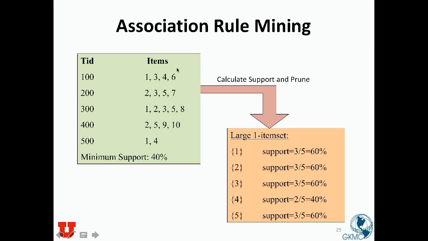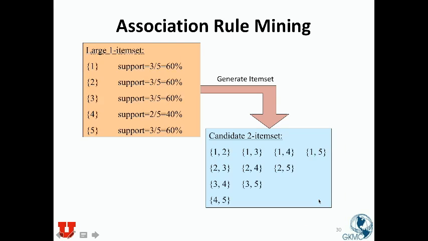So to input, we start out with these 5 transactions and going through 10 possible one-item sets. Each one has item 1 or 2 or 3 or 4 and 5, 6, 7, and so on. After evaluating the support, the large one-item sets are narrowed down to 1, 2, 3, 4, 5, which appear 3 or 2 times out of 5 transactions. And the minimum support is 40%. So these are the large one-item sets.